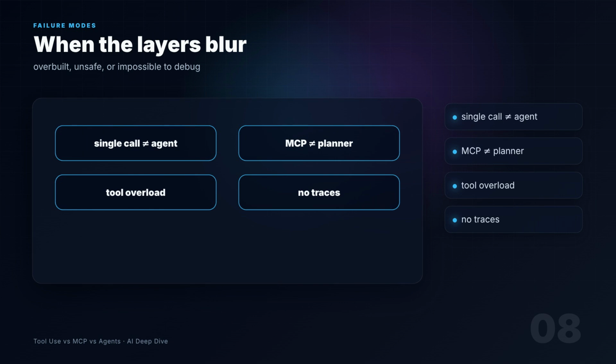Failure mode 4, exposing too many tools. The model sees a giant menu of capabilities, many irrelevant, some dangerous, and the probability of bad selection goes up. Failure mode 5, no observability. If you cannot see which tools were available, which call was chosen, what arguments were passed, and what came back, you cannot debug the system. And failure mode 6, unsafe side effects. Reading a file is not the same as deleting a file. Drafting an email is not the same as sending it. Searching the web is not the same as posting publicly. The more agentic the system becomes, the more you need guardrails.